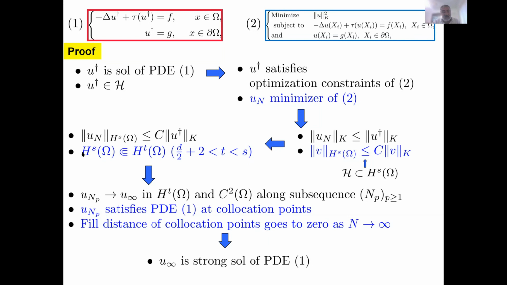Now, since the space HS is compactly embedded in HT for all t smaller than S, we deduce that this sequence UN must converge towards some limit in HT and in C2 along some subsequence. And since UN satisfies the PDE at collocation points, and since the fill distance between collocation points goes to 0, we deduce that the limit is the solution of the PDE, therefore it is unique, therefore the whole sequence converges.